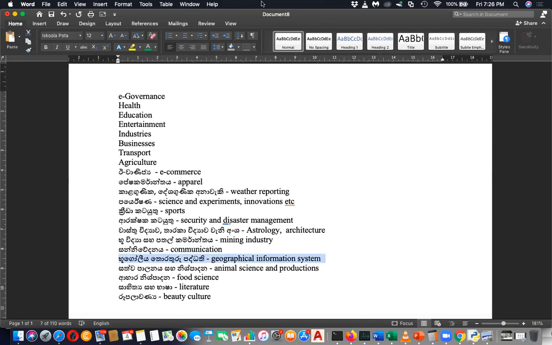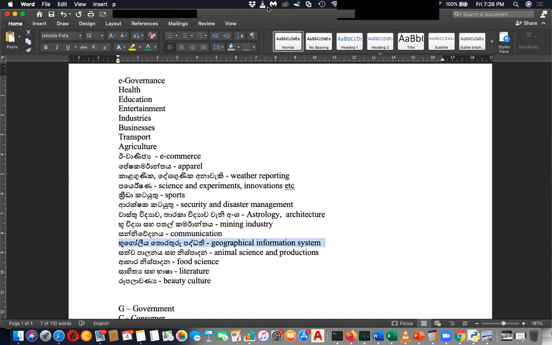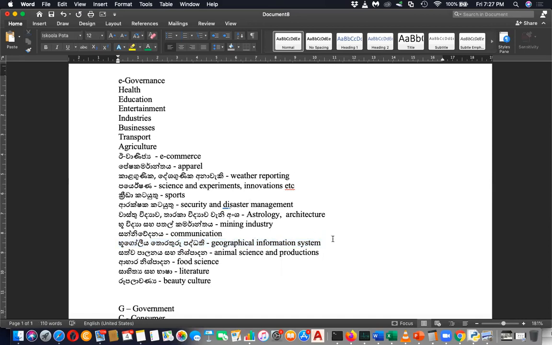Geographical information system, Google Earth, everything belongs to this geographical information system, and how flights find routes, radar systems, then ships, how ships are located and all. So all these are geographical information systems. Then animal husbandry and animal production, like cheese, yogurt, milk productions, ICT is used. And in food science, ICT is used for food processing and all.